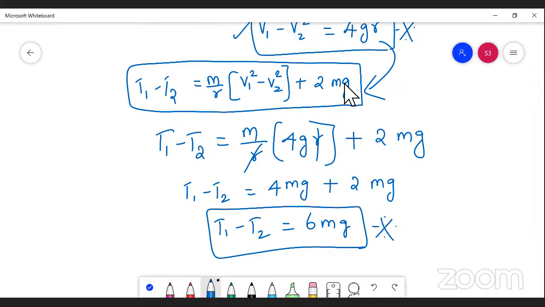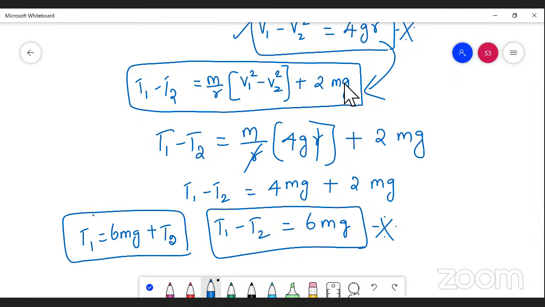So what is the T1 value? T1 is equal to 6mg plus T2. It means the lowest point tension is equal to 6 times mg plus the highest point tension T2. Am I right? This is the tension difference between the two points. Now I want to calculate something else.